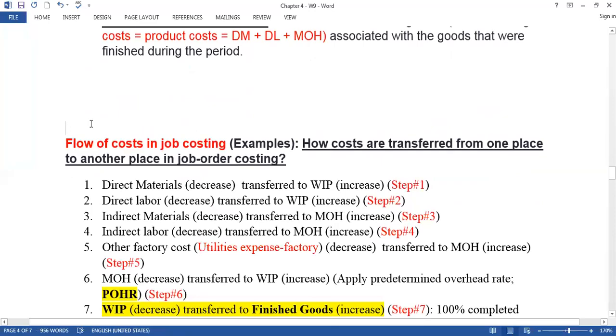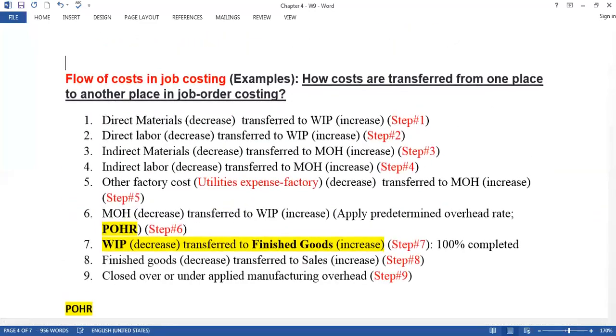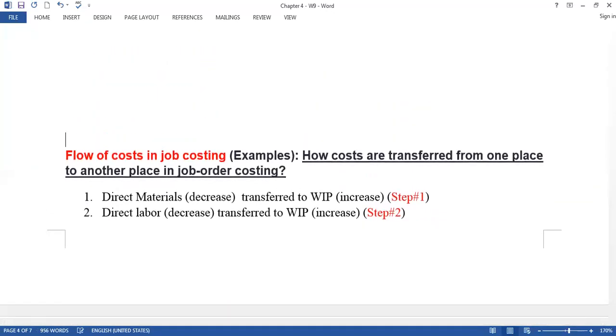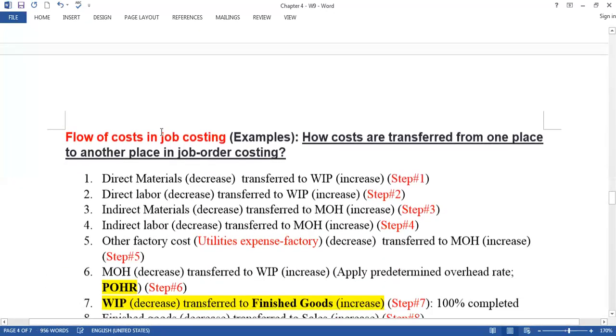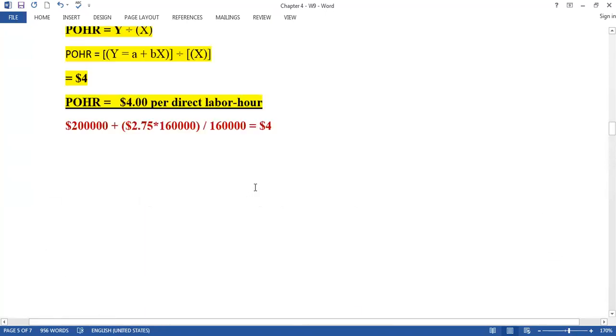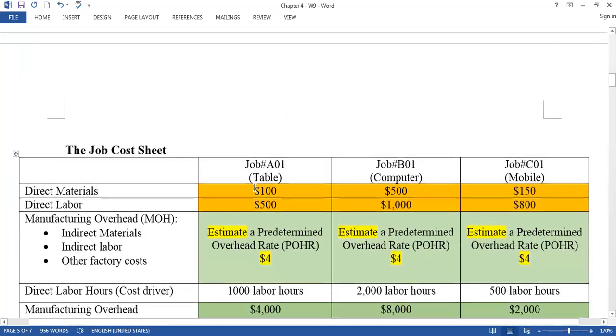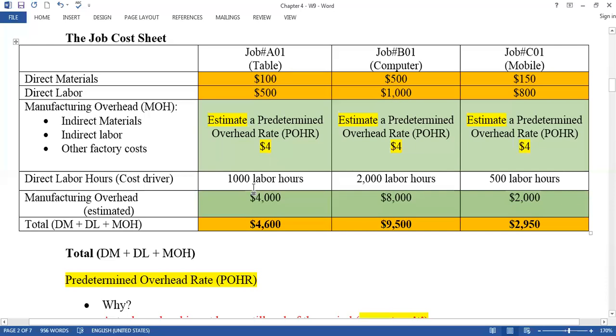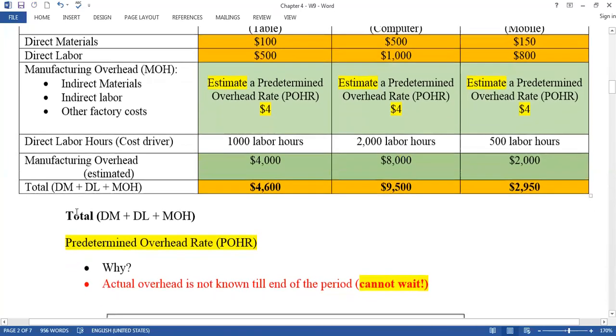Now we are going to move on to our main topic. This is called the flow of job order costing. Very, very important for your exam. The flow of the job costing system. Now, remember this. So we have to come to this level.